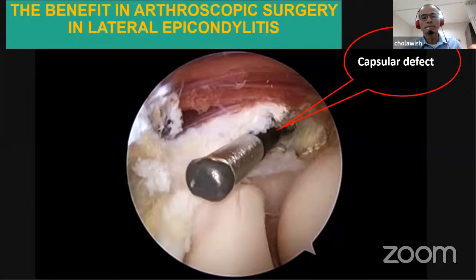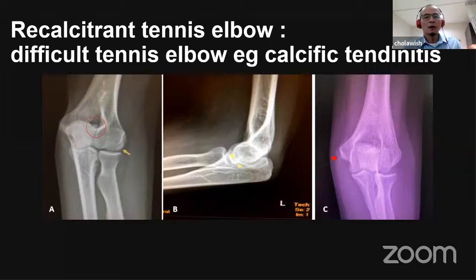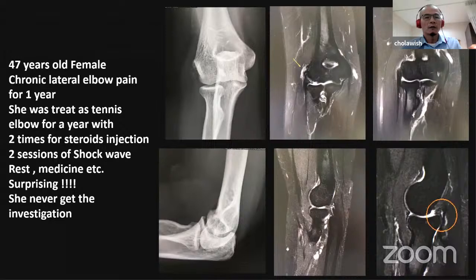Here is a difficult case of tennis elbow, such as calcific tendinitis. This is a 47-year-old female with chronic lateral elbow pain for 1 year. She was treated for tennis elbow with 2 steroid injections, 2 sessions of shockwave, medicine, etc. Surprisingly, her previous doctor never investigated anything there.